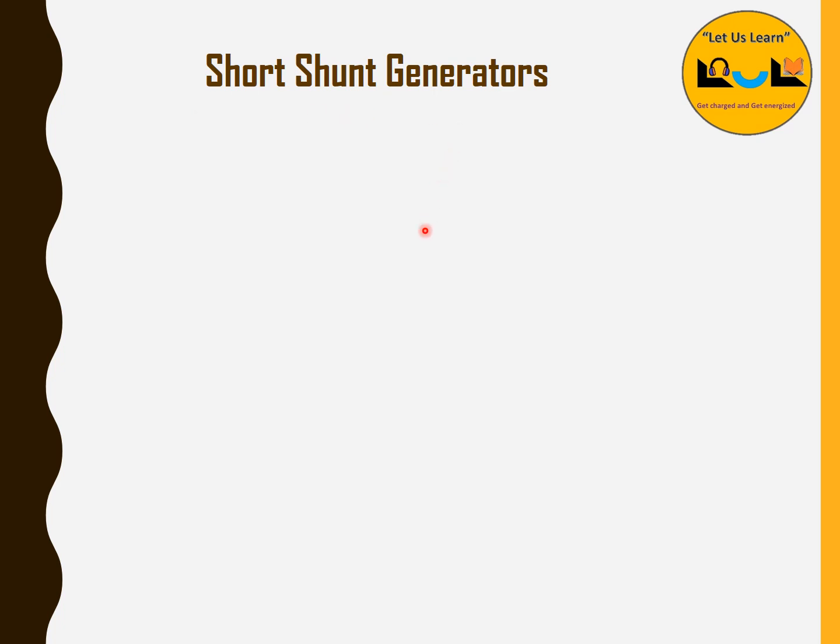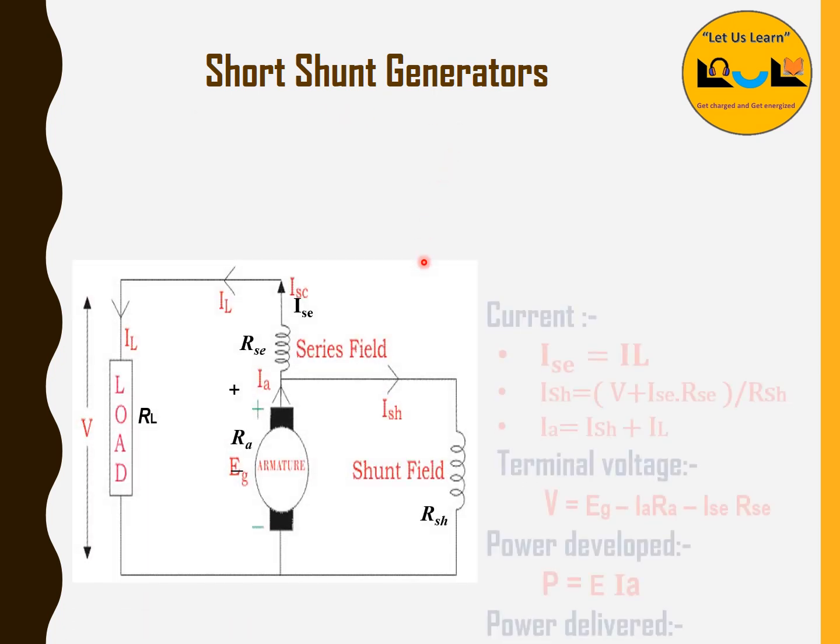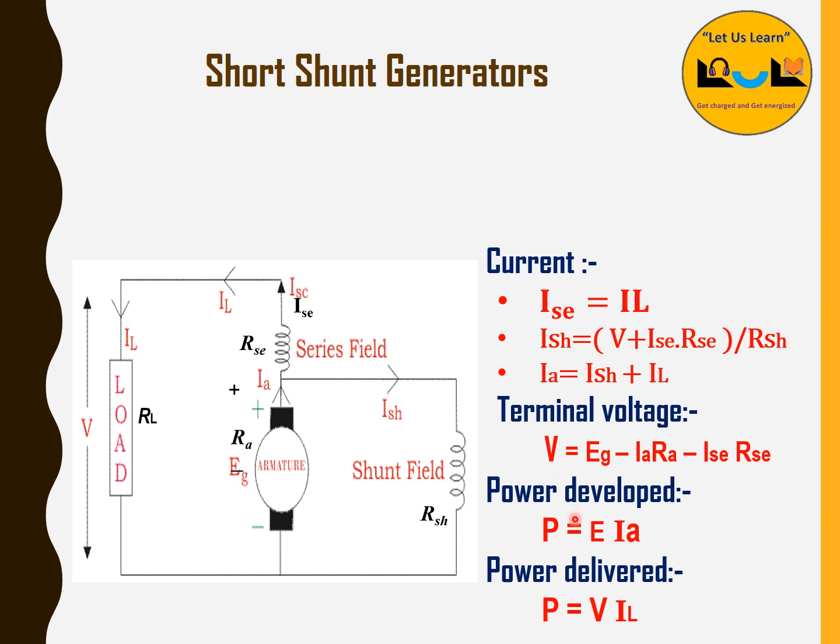In the short shunt DC generator, we are going to discuss the current, voltage, and then power developed and power delivered. So here, the armature winding and the shunt field winding are both connected in parallel, but the series field winding and the load are connected in series. So here Ia is equal to ISH plus ISE, but the series field current is equal to the load current because both are connected in series. So ISE is equal to IL.